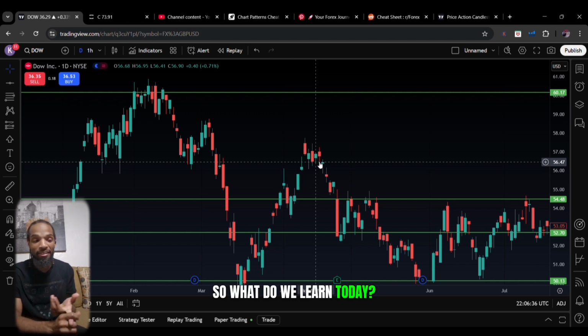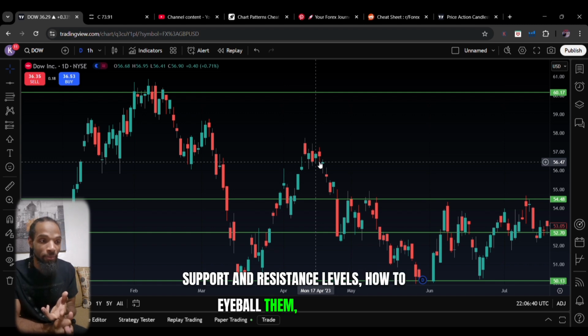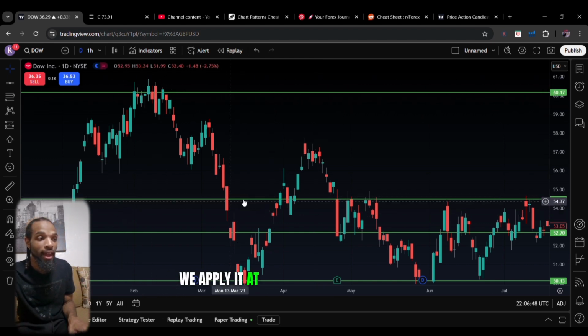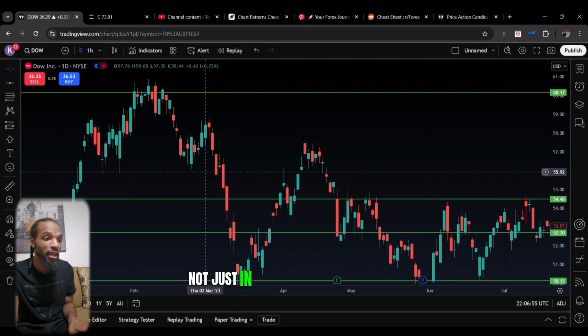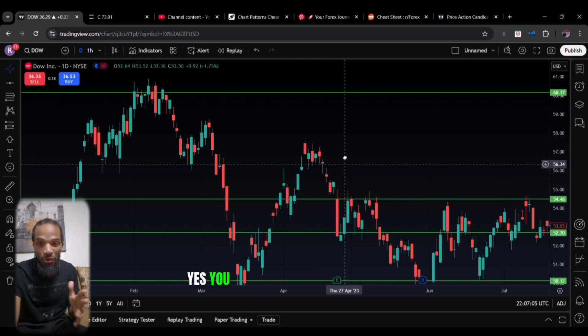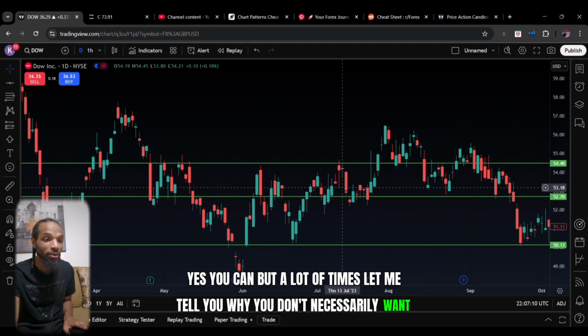So what do we learn today? Support and resistance levels. How to eyeball them. Price action. When to apply it. We apply it at the points of the support and resistance, not just in parts like this where it's like, well, I seen a candle formation. Technically you can put it there. Yes, you can. But a lot of times, let me tell you why you don't necessarily want to do that.